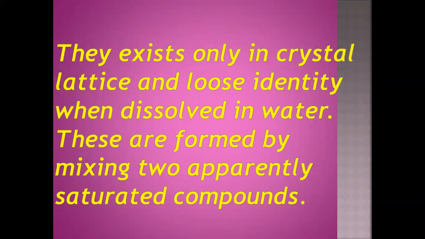They exist only in crystal lattice form and lose their identity when dissolved in water. Why? Because inorganic or ionic salts have a tendency to ionize in water. They dissociate into their ions, forming positive and negative ions, cations and anions. Therefore, they lose their identity in water. They exist as double salts in a crystalline structure. These double salts are formed by mixing two saturated compounds.